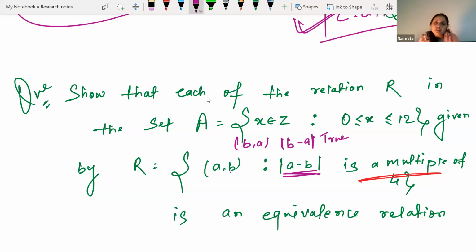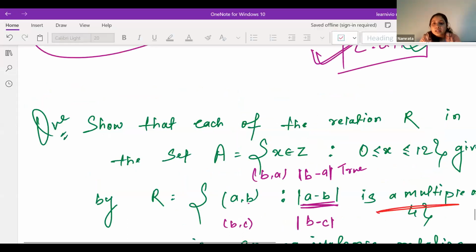Now we will be checking the transitivity. So if a comma b belongs to R, and b comma c also belongs to R, b comma c meaning mod of b minus c belongs to R, then we will be checking whether a comma c belongs to R or not. Anyone from here, let me know whether it is transitive or not.